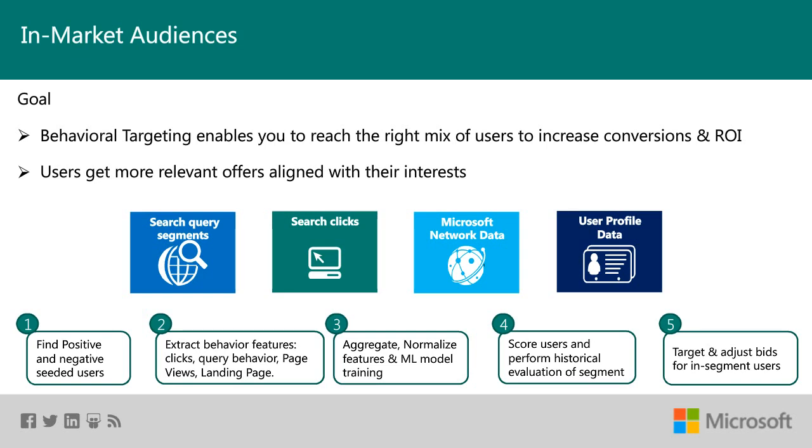So the benefit is that the advertiser can reach the right mix of users that are appropriate for their campaigns and ad groups and get higher conversions, increased ROI, and users see ads that are more aligned to their interests. So the search query has to be relevant, and on top of that, we are layering this additional signal of an interest or in-market category that predicts that someone is in market for a certain product.